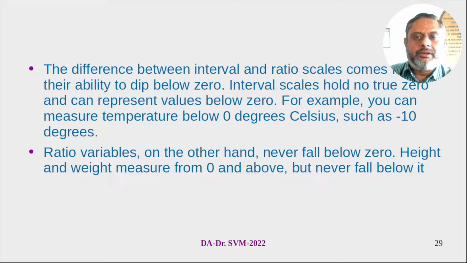The difference between interval and ratio scales comes from their ability to dip below zero. So the same thing we are talking about in different versions. Interval scale holds no true zero and can represent values below zero. That is, you can have 10 degrees below zero, which we call minus 10 degrees centigrade, but nothing like that. You can't say that a person's weight is 10 kg below zero. So you can't say that a person is going to weigh minus 10 kg unless he goes into some other world on some other planet whose gravity may be less than that.